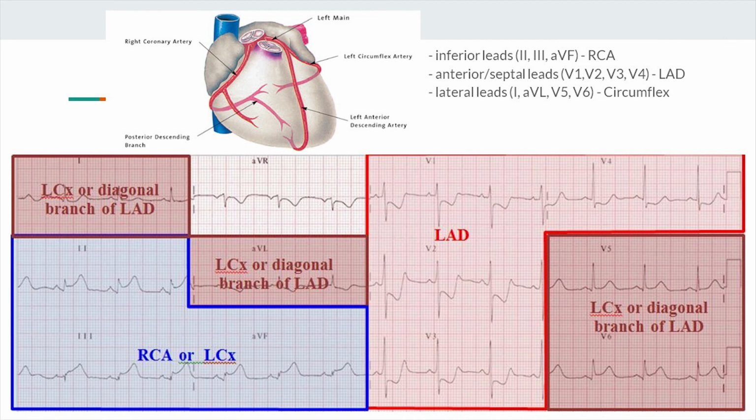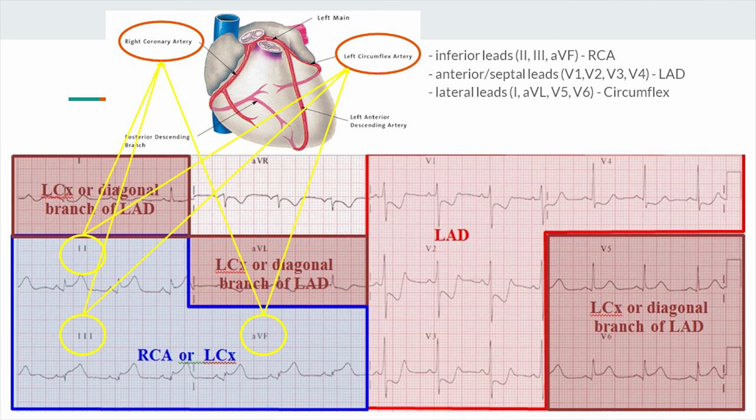Because different coronary arteries supply blood to different areas of the heart, we can also correlate certain EKG leads to certain coronary arteries. For example, if you see ST elevations in the anteroseptal leads, which were leads V1 through V4, you may suspect that this patient is having a STEMI due to a complete occlusion in the LAD or the left anterior descending artery. Or let's say you're seeing T-wave inversions in lead 2, 3, and AVF. Now you may be suspecting an N-STEMI caused by a partial occlusion in the RCA or the left circumflex.